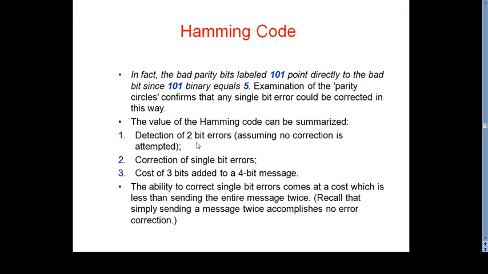Detection up to 2-bit errors: this relates to how many errors can be corrected by Hamming codes. So 2 errors can be detected and a single bit error can be corrected. The cost of 3 bits is added for the 4 message bits. The ability to correct a single bit error comes at a cost which is less than sending the entire message twice. So in the 7,4 Hamming code, a single error can be corrected and 2 errors can be detected.